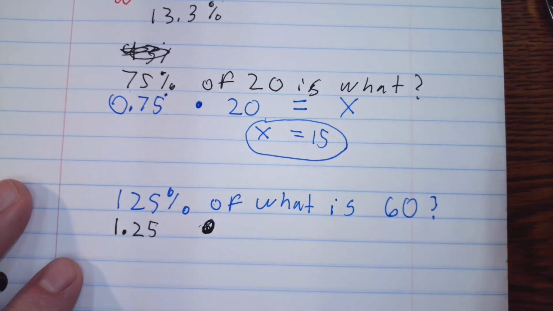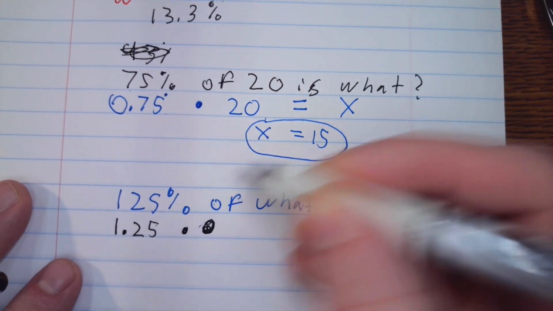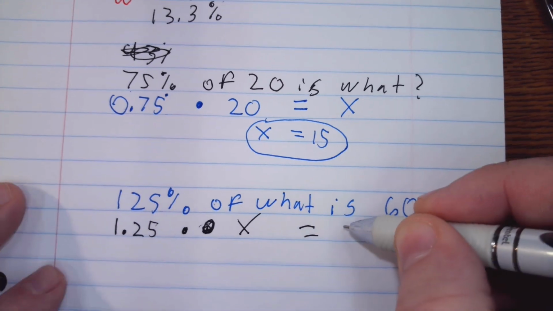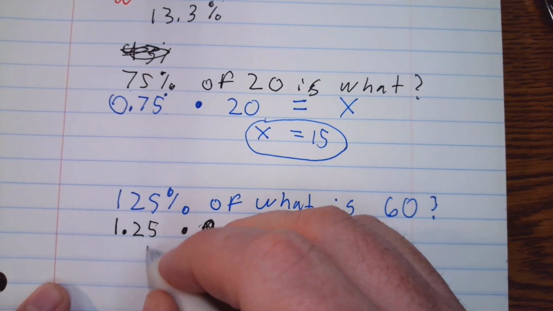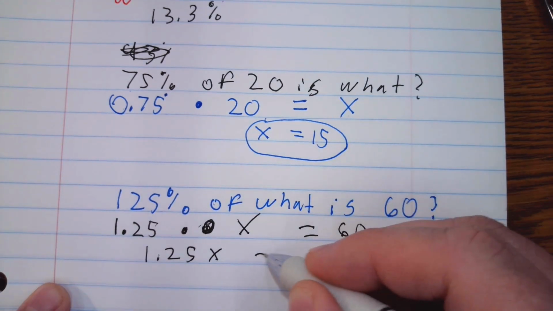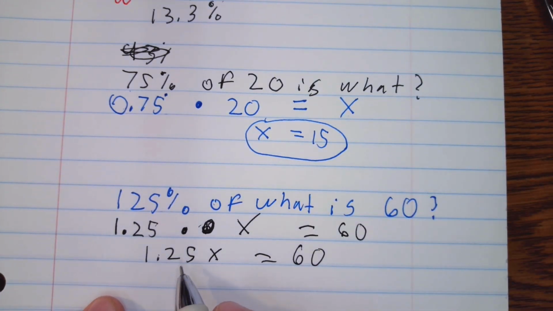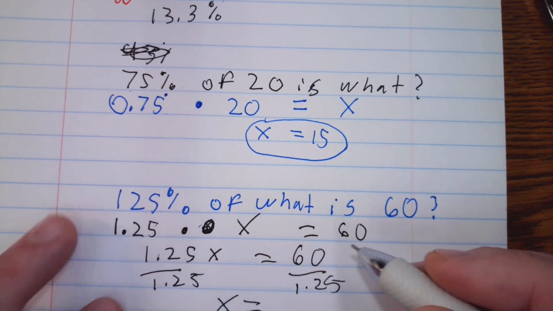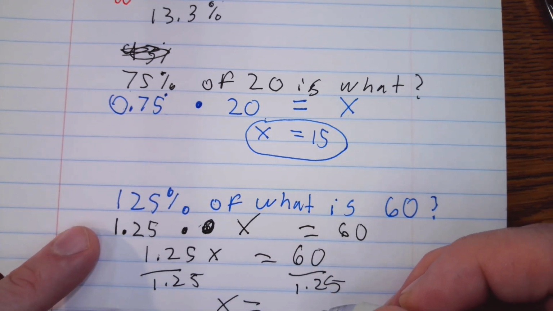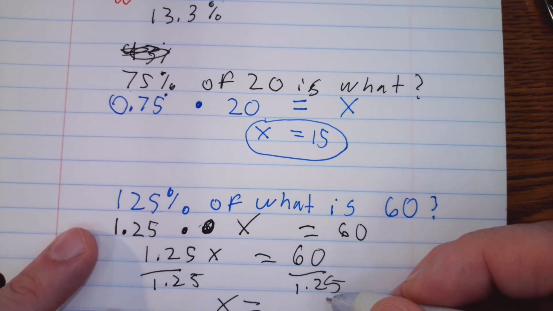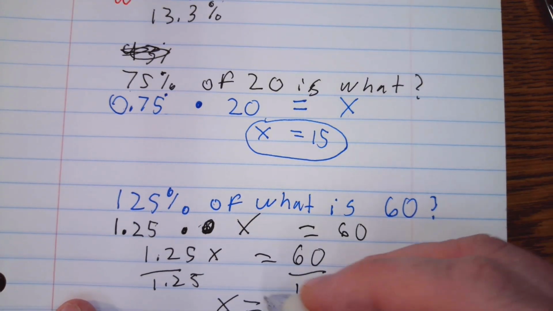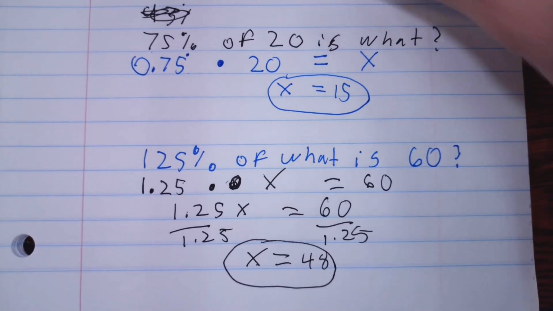I don't write of. What do I write instead of of? Just a times symbol. And what I'm going to put as an X. And is is going to be an equals. And 60 is going to be 60. All right. This is ugly, so I'm going to rewrite it. So what do I need to do to both sides? Okay, and this would be what? 60 divided by 48. You can't see it, but that's what it is.